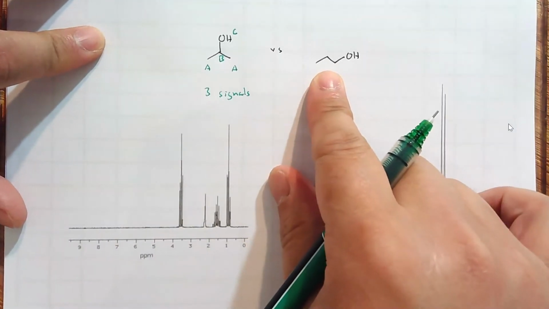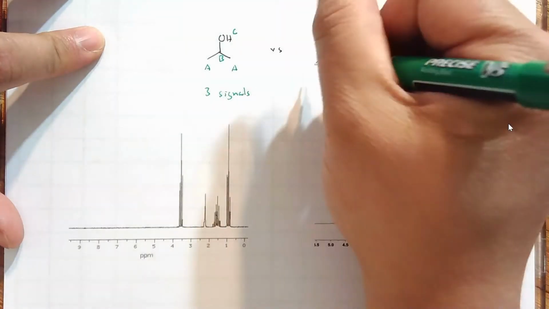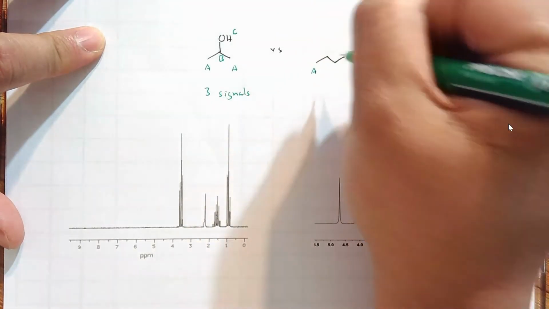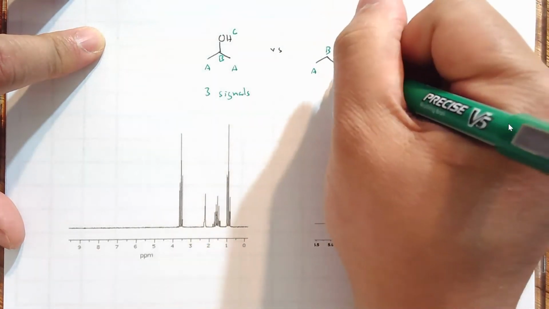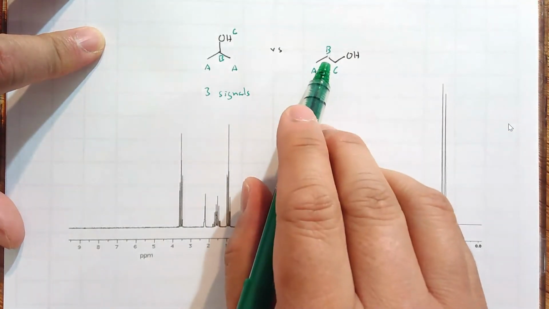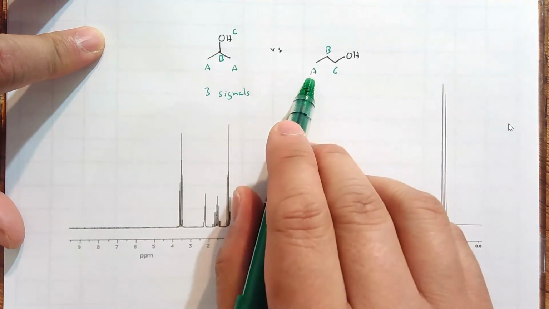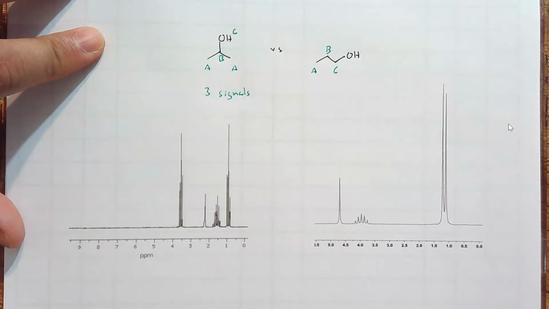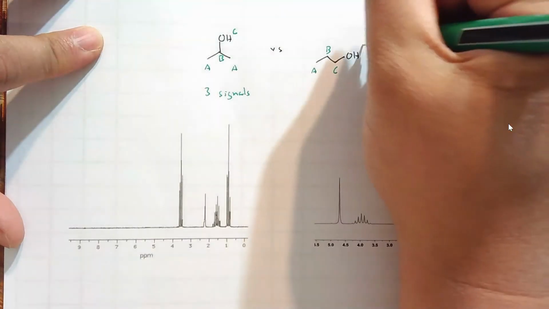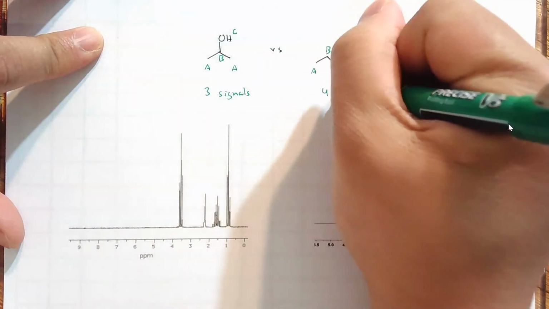Take a look at 1-propanol. Let's do the same analysis. The methyl group is definitely going to be different than the CH2 group. But look at these two CH2 groups. This CH2 group is closer to the methyl. This one is closer to the oxygen. They literally see different environments. They feel different magnetic fields. And then we have D here. 4 signals.